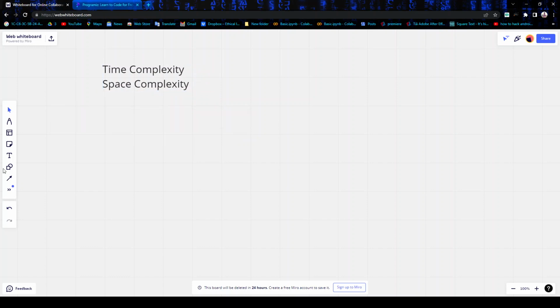So let's firstly understand what exactly is time complexity and what is its use. Okay, and then we have space complexity. So what exactly is time complexity? Time complexity is the basic time, we can say the magnitude of time in which a particular algorithm gets completed.